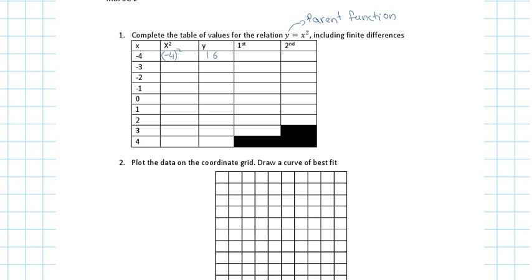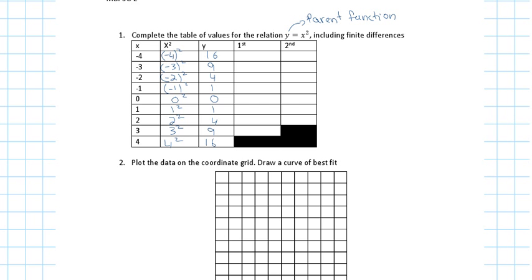And then -3 squared, that's going to be 9. -2 squared, 4. -1 squared, 1. 0 squared, 0. 1 squared, 1. 2 squared is 4. 3 squared is 9. And 4 squared is 16. Okay? So now I have the table of values.